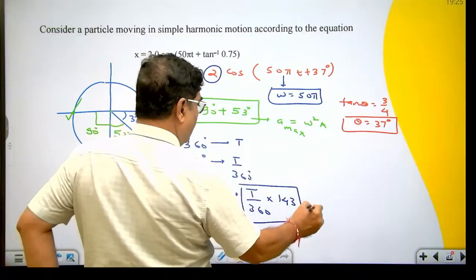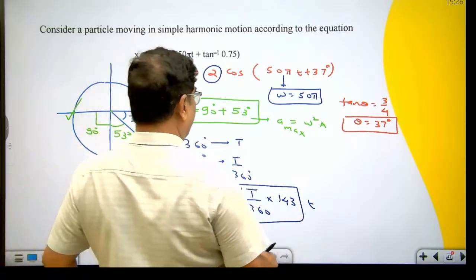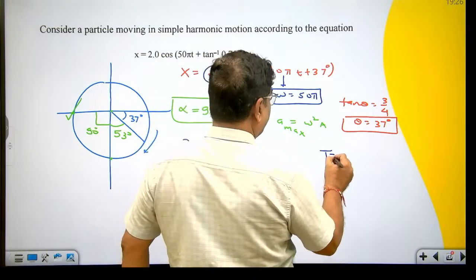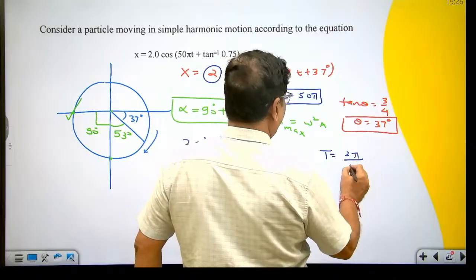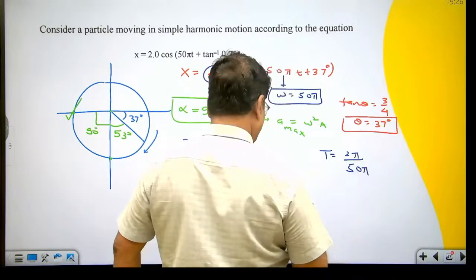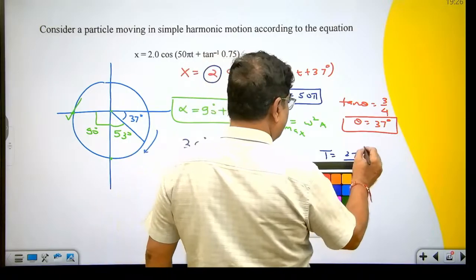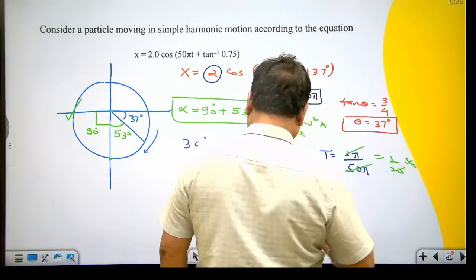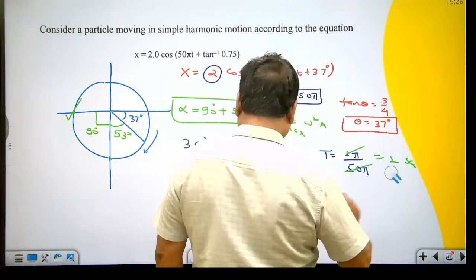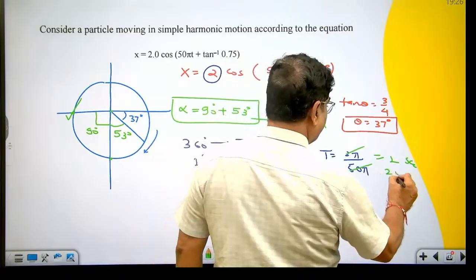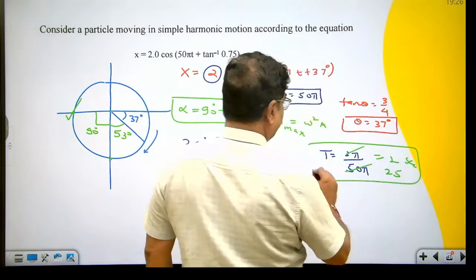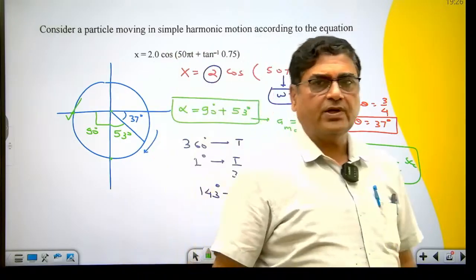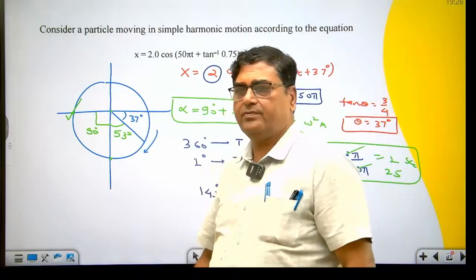This is the time. And what is T? What is the time period in this question? The time period is 2 pi upon omega. Omega is 50 pi. So if you cancel 2 pi and 50 pi, this will become 1 upon 25 second. So dear student, the time period is 1 upon 25 second. So hope you understood the concept and the problem is solved.